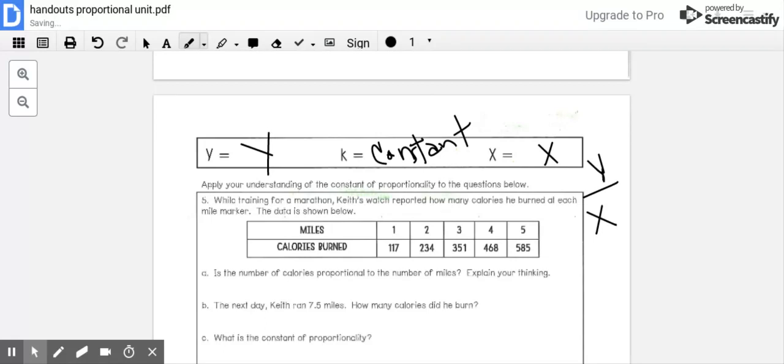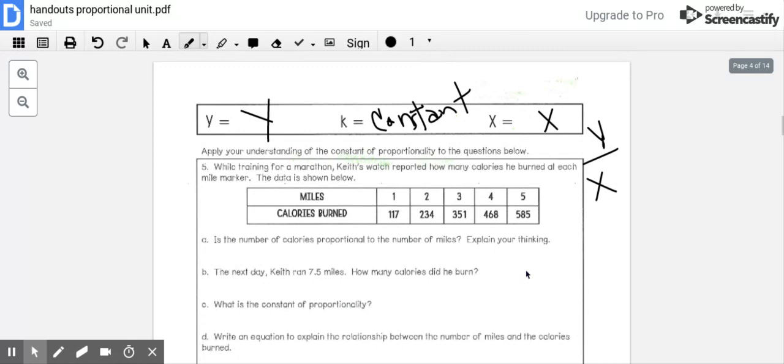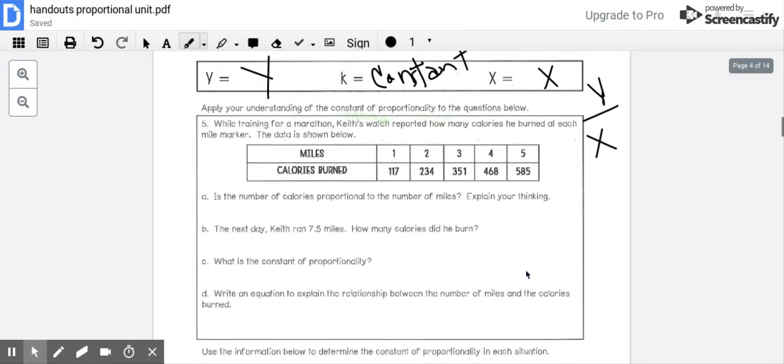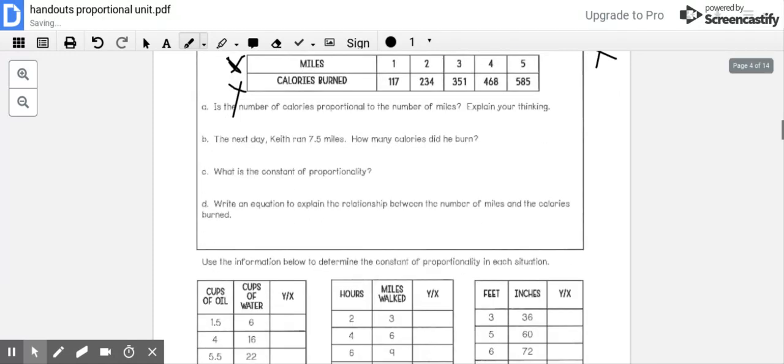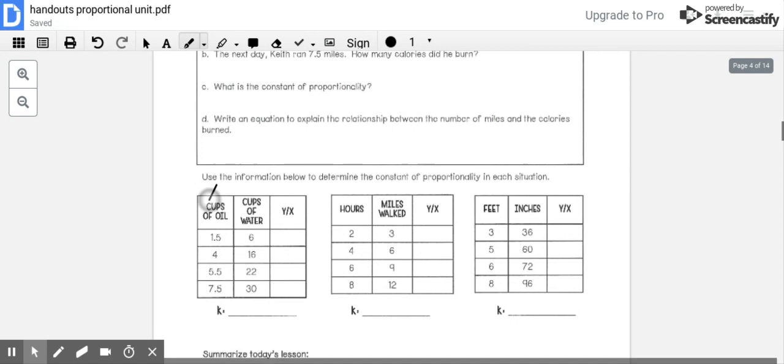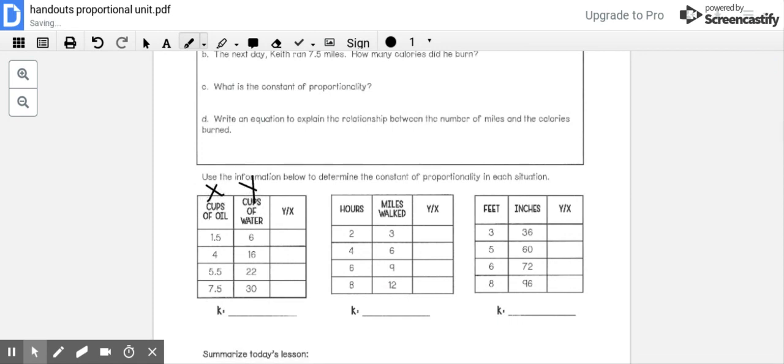So I would like you to fill out the rest of this and then bring it back tomorrow, and we'll talk about it right away. Remember, this is your x and this is your y. Same with here, x and y. It's always y divided by x. And we will go over this first thing right away.